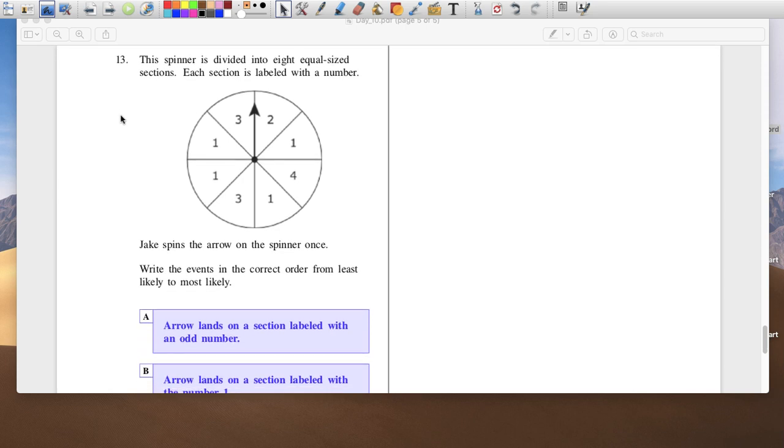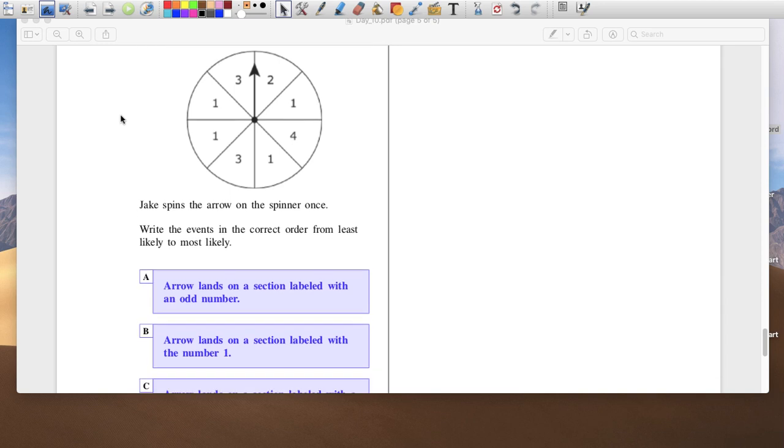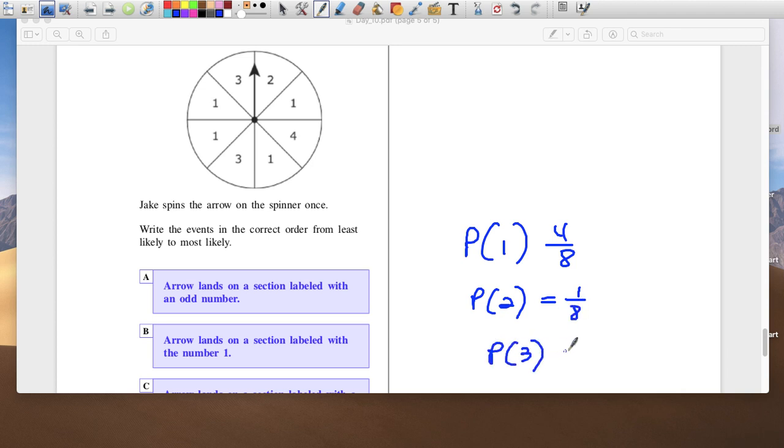13. The spinner is divided into 8 equal sections. Each section is labeled with a number. Jake spins the arrow on the spinner. Write the events in the correct order from least to greatest likelihood. So I'm just going to write here. There are 8 sides, and the probability of getting a 1 is 4 out of 8. Probability of getting a 2 is 1 out of 8. Probability of getting a 3 is 2 out of 8. And the probability of getting a 4 is 1 out of 8. So just for me to have it on record.